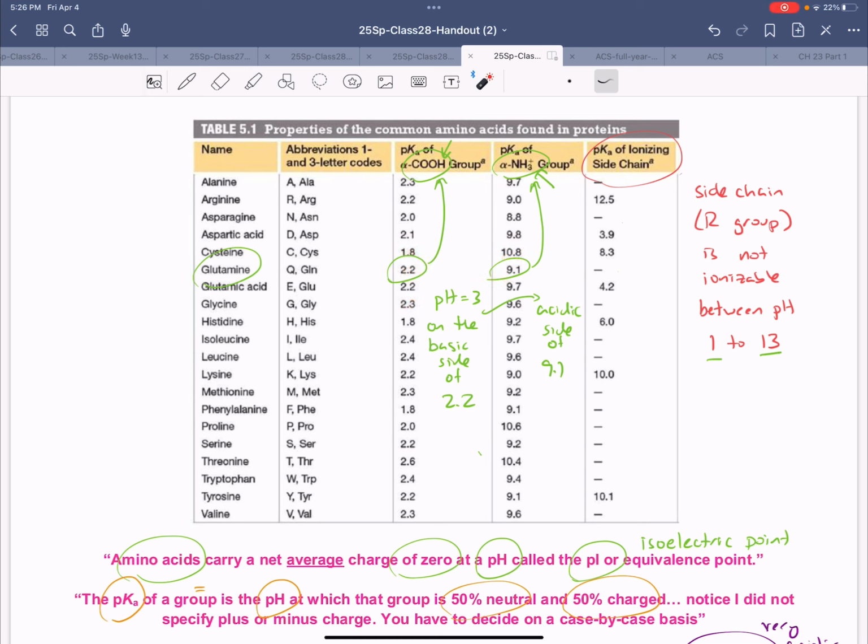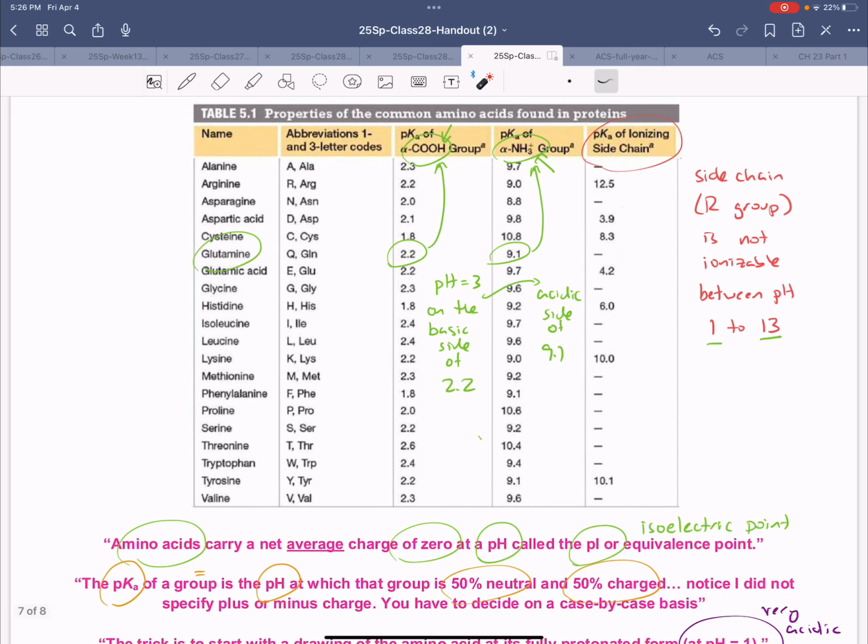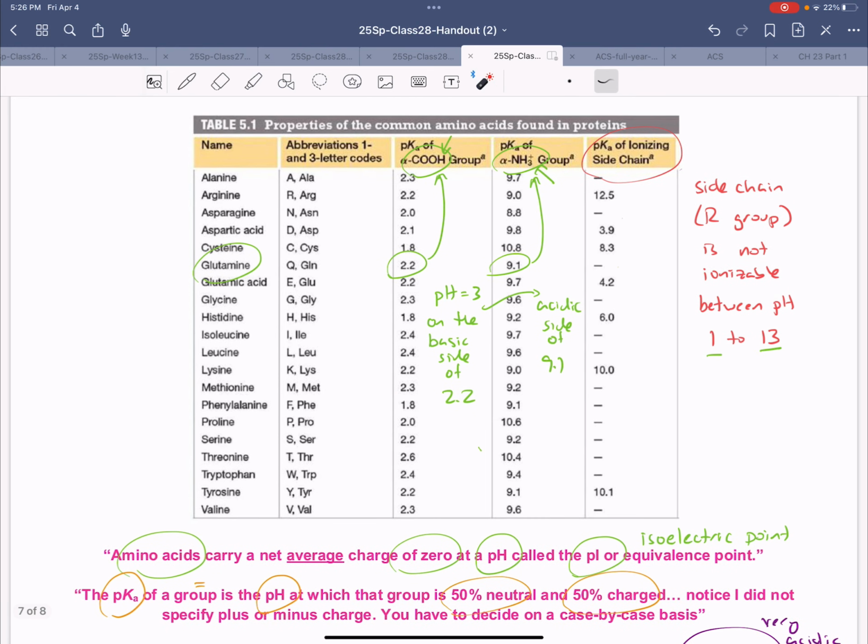So that's fairly easy, and you can look it up. Look at the pI for glutamine. It's going to be in between these two numbers, approximately 5.65. The hard part is this, and it's a different video.